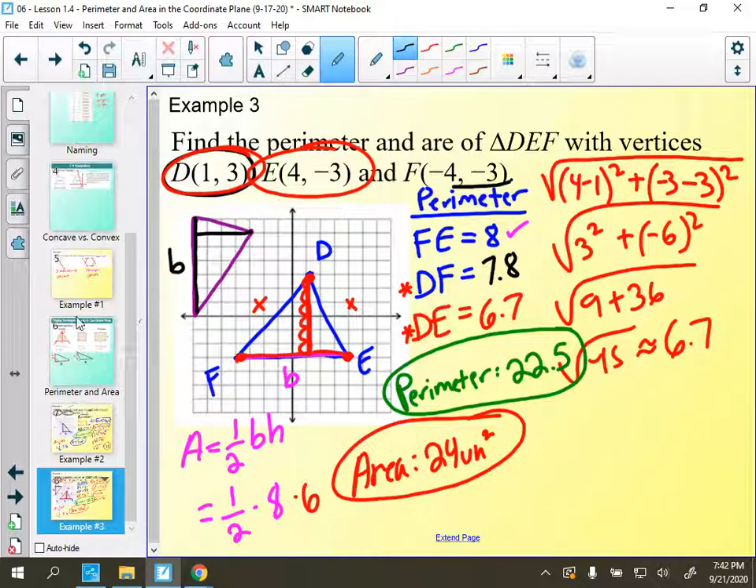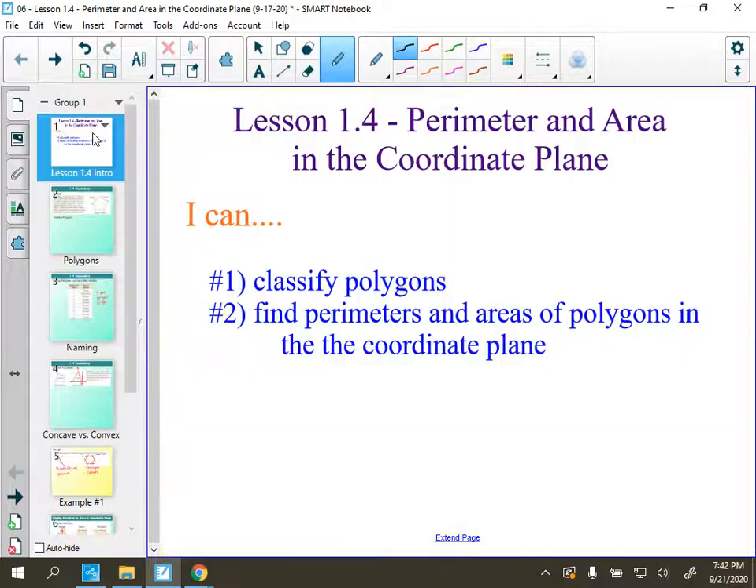Okay. So I think we've covered all our big ideas. We can definitely now find perimeters and areas of polygons, mostly triangles. That's what we've worked with, but I would definitely count on you to be able to scratch out an area or perimeter of a square or really any other type of figure. Well, maybe not area. So anyways, that's our lesson 1.4.